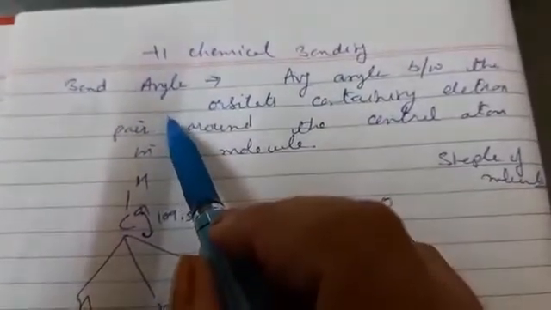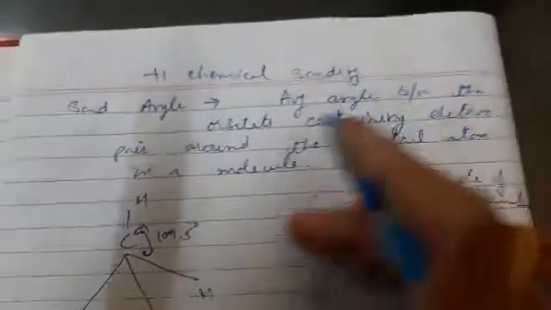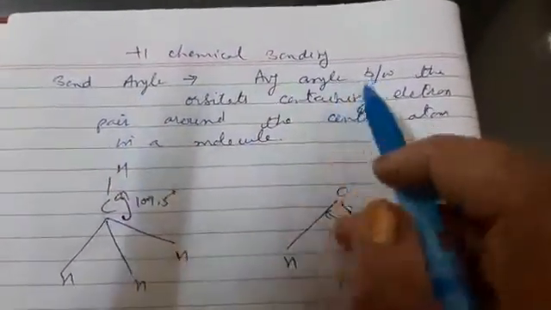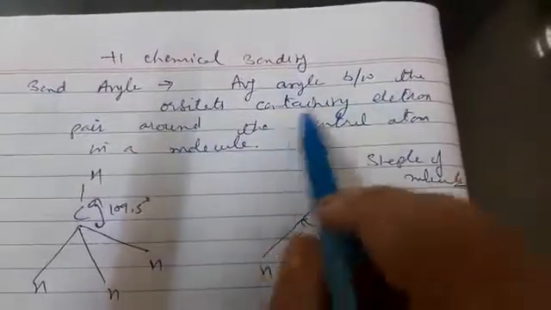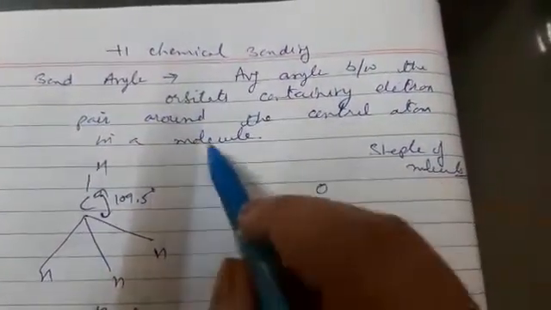In the yesterday video we started some bond parameters, and first we discussed bond length. Today is the second one, that is bond angle. So what is bond angle? It is the average angle between the orbitals containing electron pair around the central atom in a molecule.